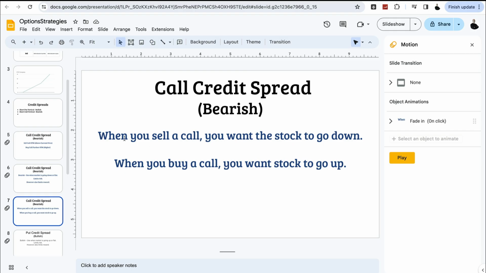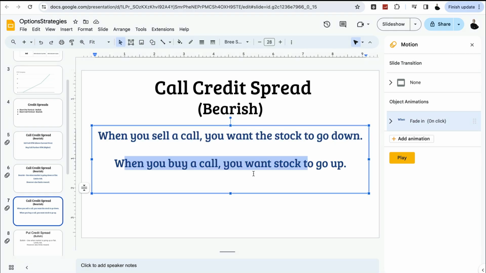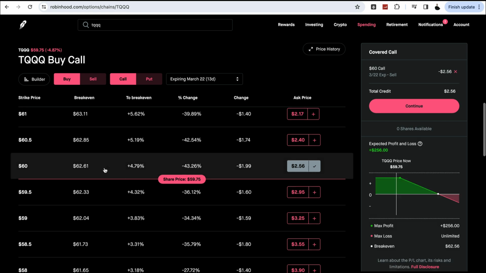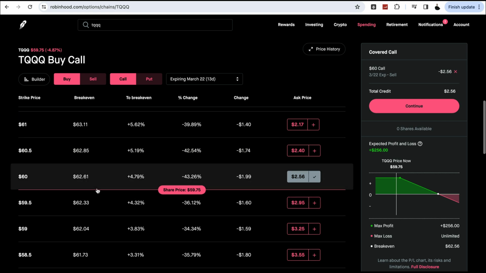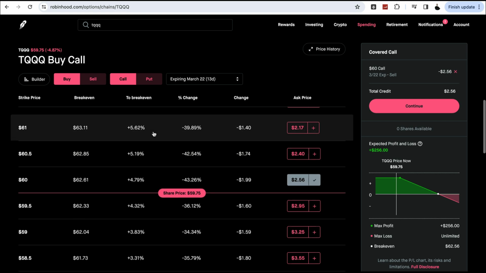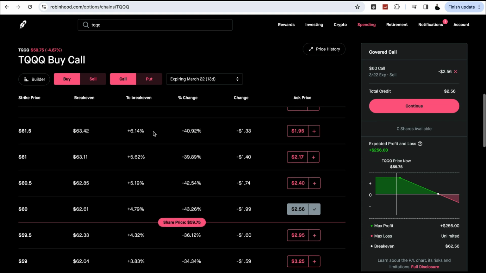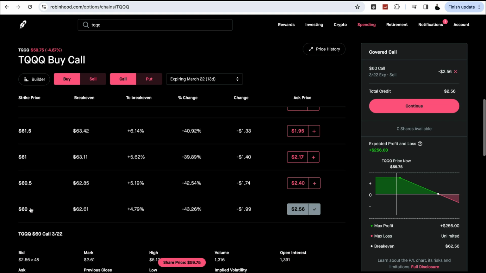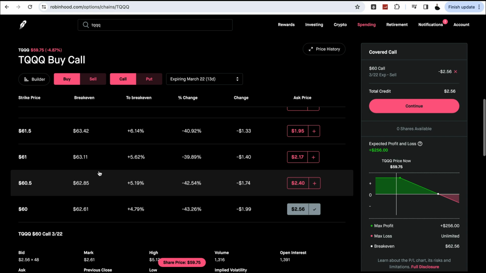So again, when you sell a call, you want the stock price to be going down. And when you buy a call, you want the stock price to go up. So for example, if I don't have this here, let's just say I sold this call at the $60 strike price and I collected $2.56 for that. So now if the price goes above 60, let's say it goes to 70, well, then I'd be obligated to sell. Someone who bought this call has the right, but not the obligation, to exercise that right. I'd be forced to sell at 60. They could buy it from me at 60. And if it was up at 70, then they could sell them at 70 and make a profit.